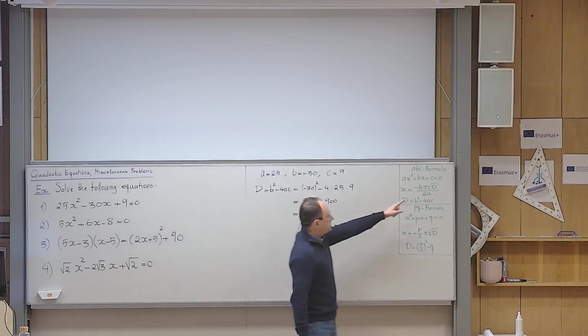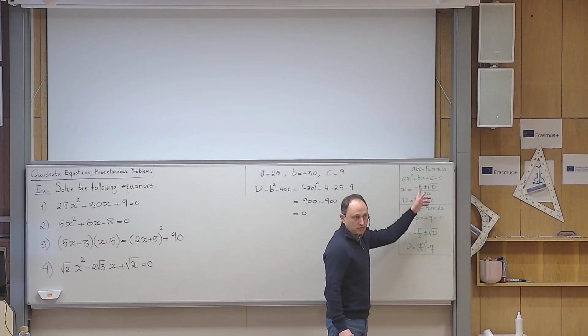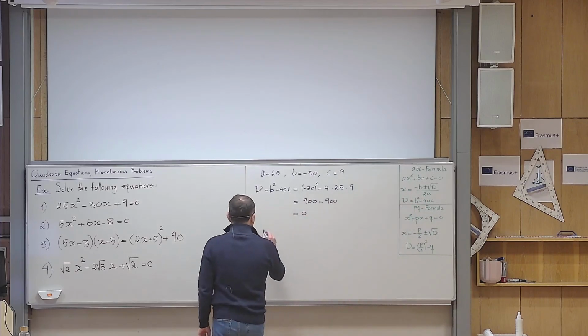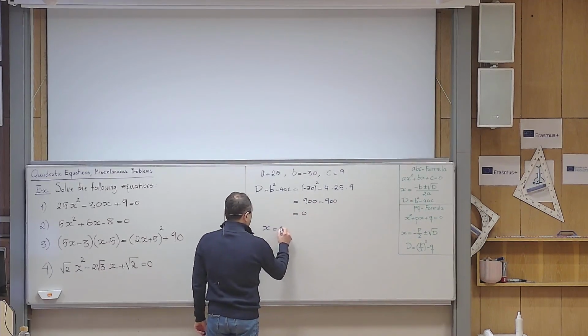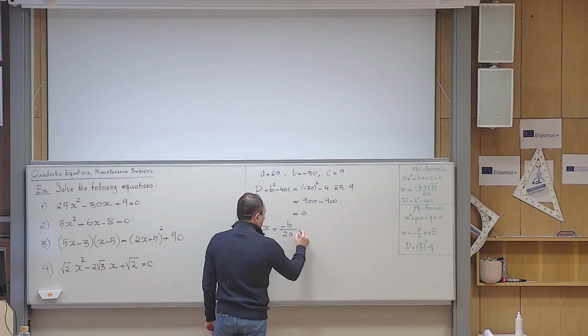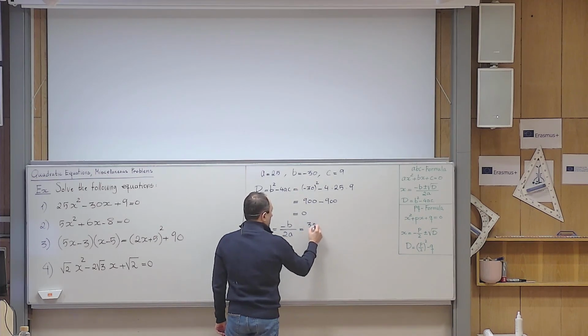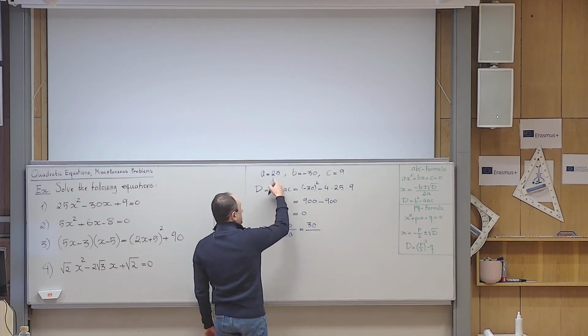If D is 0, the square root of 0 is 0, plus 0 or minus 0 doesn't make any difference. So that's just minus B. So the answer, x, becomes minus B over 2A. And then, of course, minus B is minus 30, and 2A is 50.